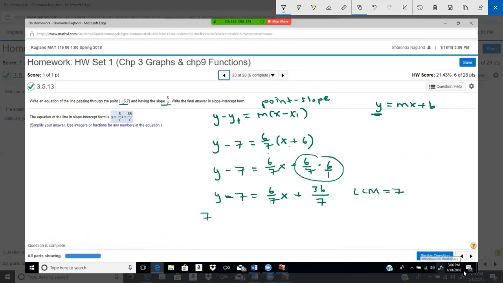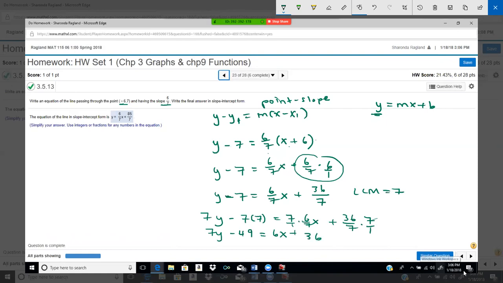So I have 7 times y, which is 7y, minus 7 times 7 is equal to 7 over 1 times 6 over 7x, plus 36 over 7 times 7. That's 7 over 1, since I'm dealing with fractions. So now once you multiply this through, your fractions should be gone. So I have 7y minus 49. The 7's cancel, so that gives you 6x. And then these cancel, so that gives you plus 36, correct?